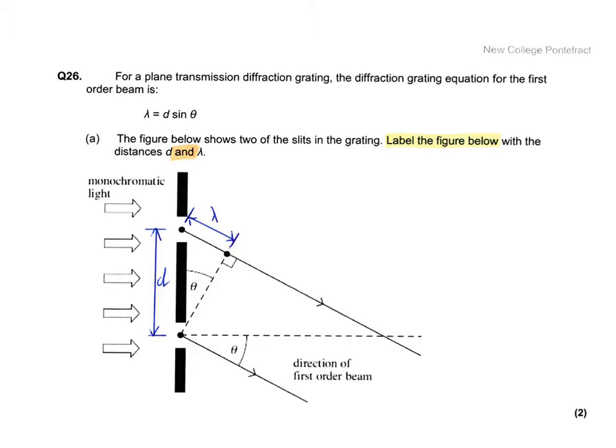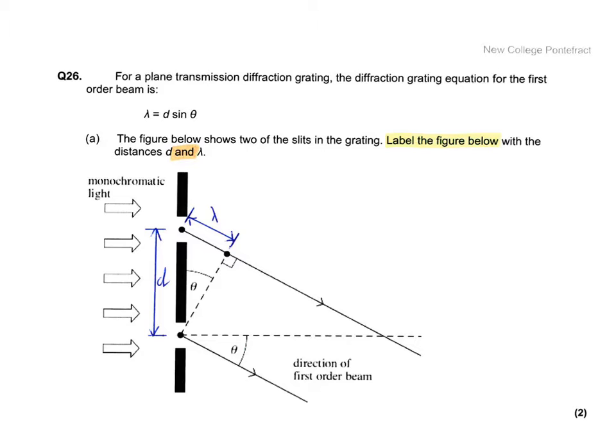So this is the Waves Homework Booklet question 26, and we've got a plane transmission diffraction grating. For the first order beam, lambda is d sine theta. We're also used to using n lambda equals d sine theta, but in this case we've got n equals 1. The figure below shows two slits in the grating. Label the figure below with the distances d and lambda.